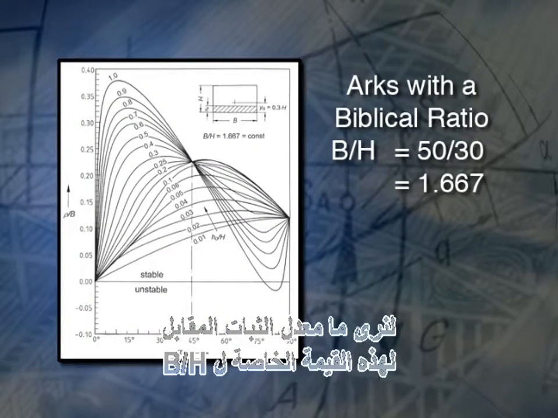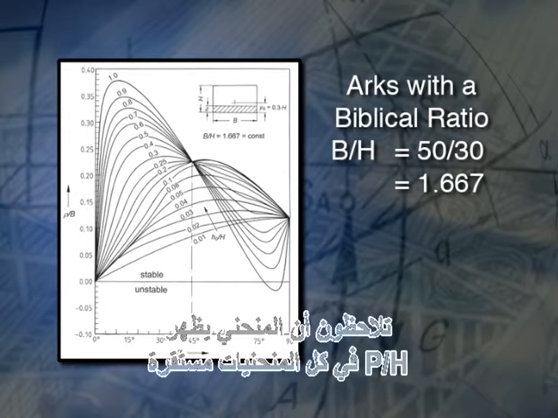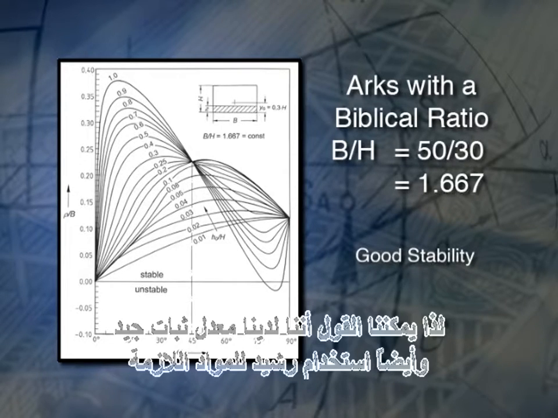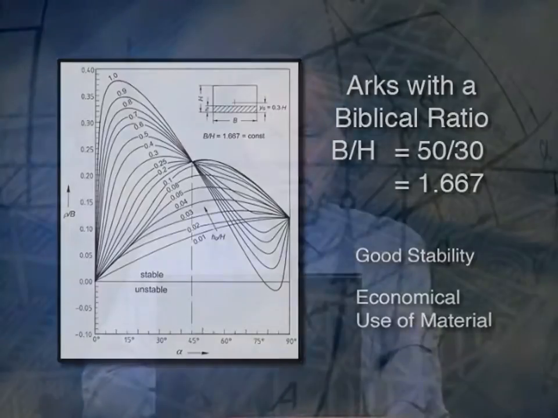Let's see the stability curves of this special b over h. We see all the curves show that rho over h, the curves are all stable. We have stable conditions. So we can say we have a good stability and also economical use of material.